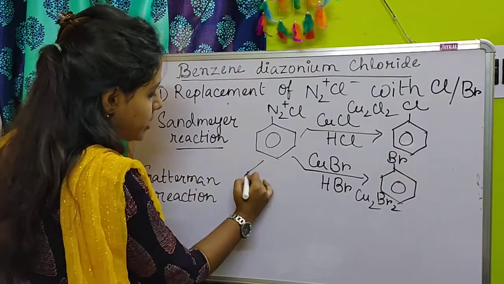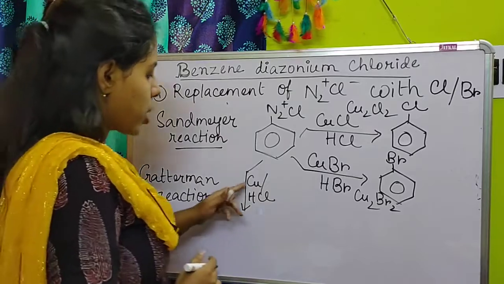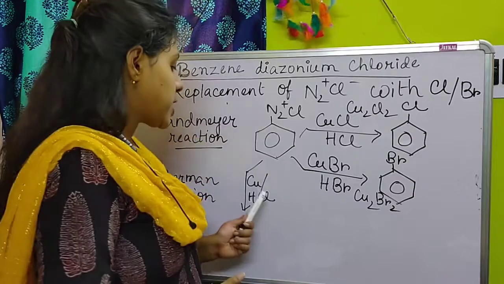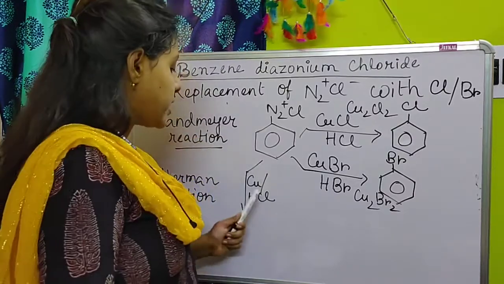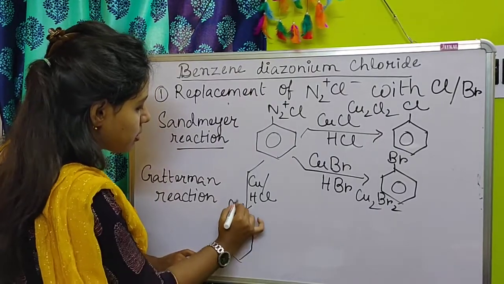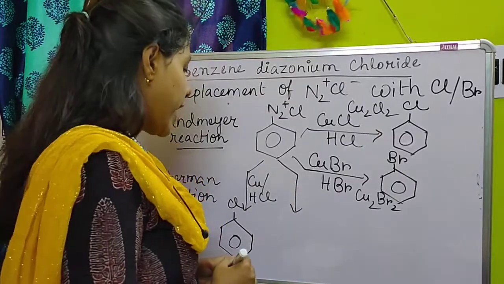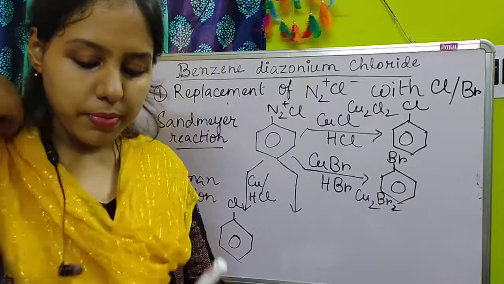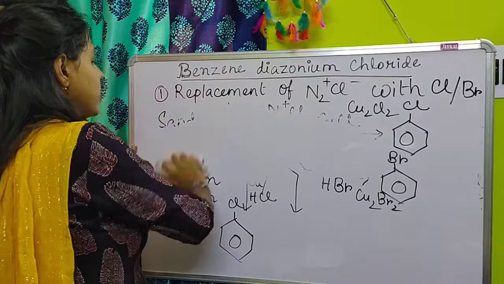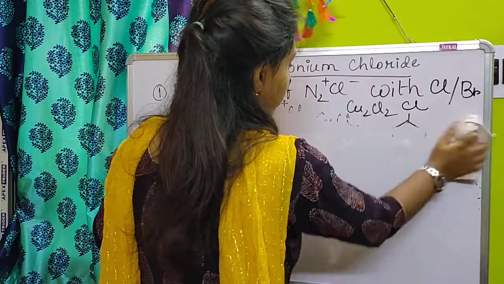So here you have to add copper in presence of hydrochloric acid. Okay, so no need to add the bromide salt or chloride salt of copper, just you have to add the copper. Okay, and then hydrochloric acid you have to add. So here you are getting chlorobenzene, and again if you add here copper in presence of HBr, then you are getting here bromobenzene. Okay, so these are the processes by which we could add chlorine or bromine into the benzene ring.